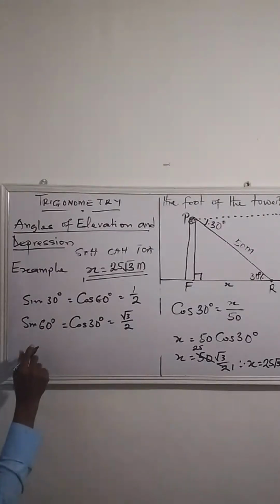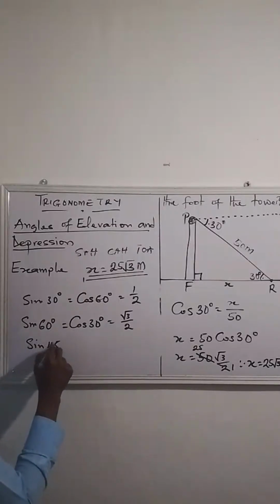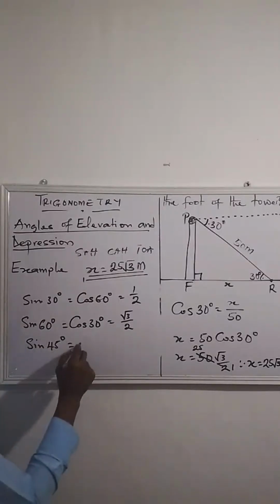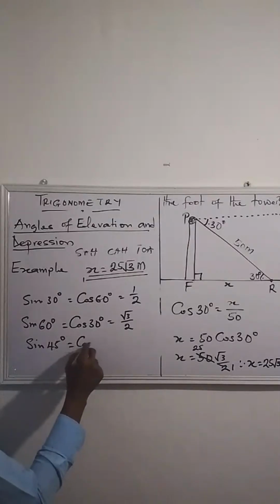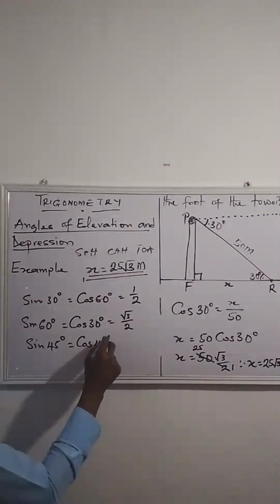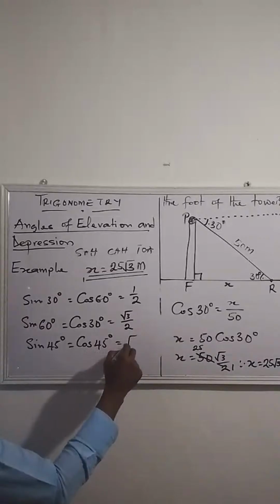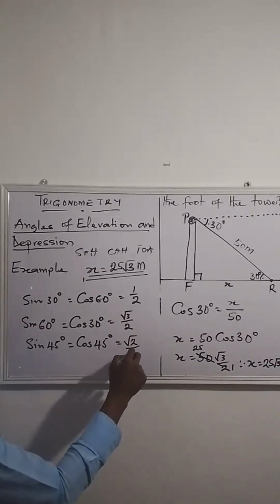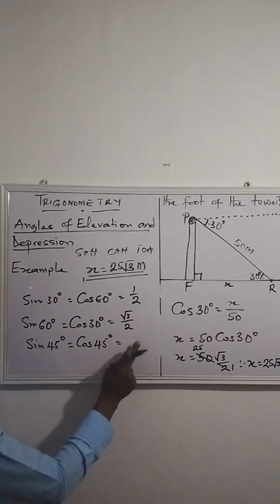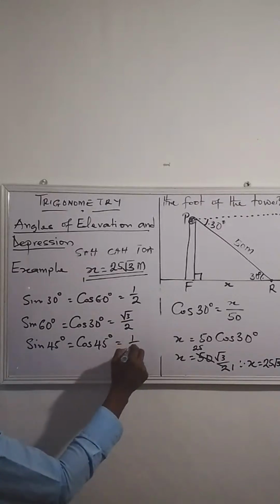We have another one. Sine 45 degrees is the same thing as cos 45 degrees, which is square root of 2 over 2, or we say 1 over square root of 2.